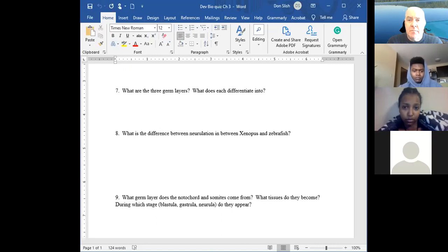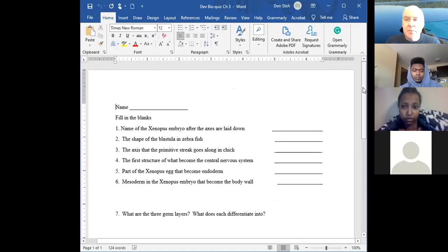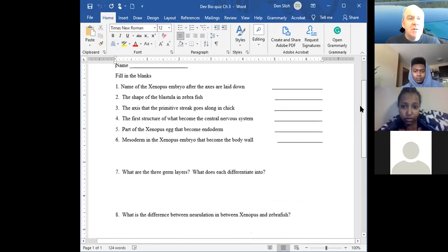I'm back. So can we talk about this? Okay. Name of the Xenopus embryo after the axes are laid down. So what's the process that causes the axes to be formed? That's gastrulation. The end of gastrulation is called a gastrula. So the answer we were looking for there was gastrula.